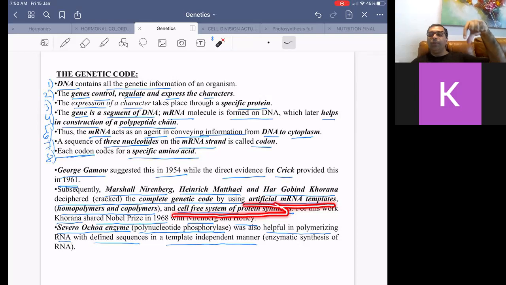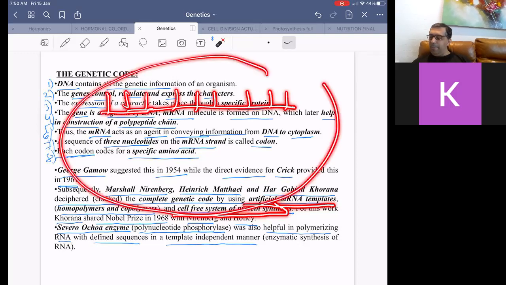So you know the sequence of codons. It is an artificial mRNA. So they prepared an artificial mRNA, and put the artificial mRNA in a cell free system. Means it's not a cell. It is just an outside medium. And they put 20 types of amino acids.